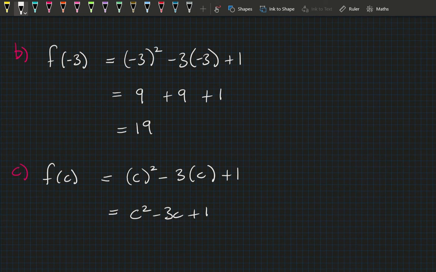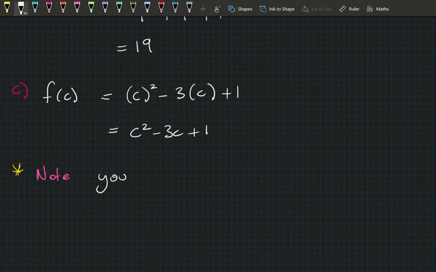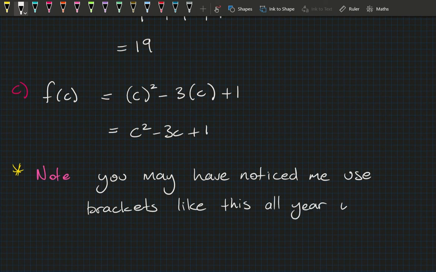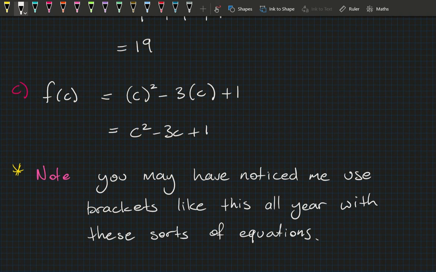You can have a simple algebraic term like this, or you could even put a fairly complex one in there, such as c squared minus b on 2 or something. I also want to note that you might have noticed me use these brackets with these sorts of equations all year already. That's because I studied functions many years ago, and it does make things a lot less complicated if you start off with brackets for your input like that.